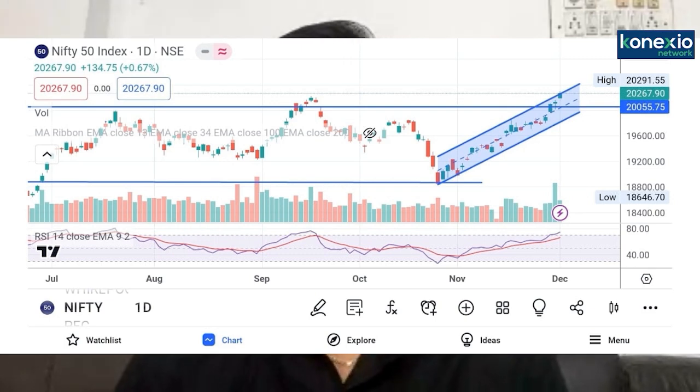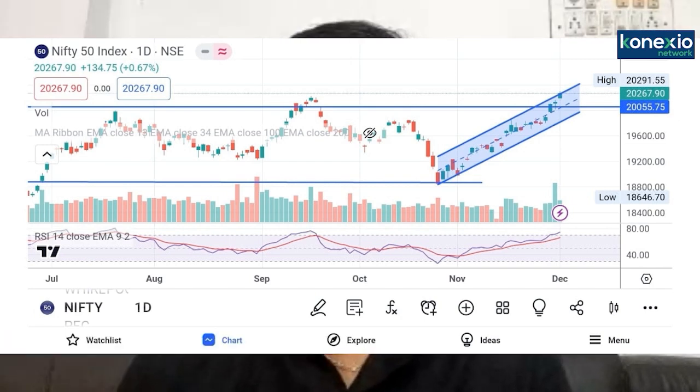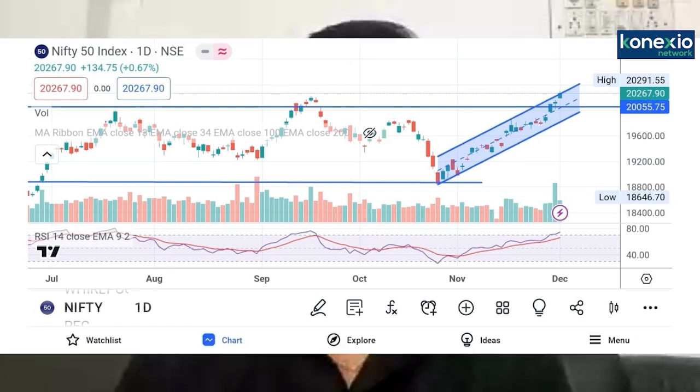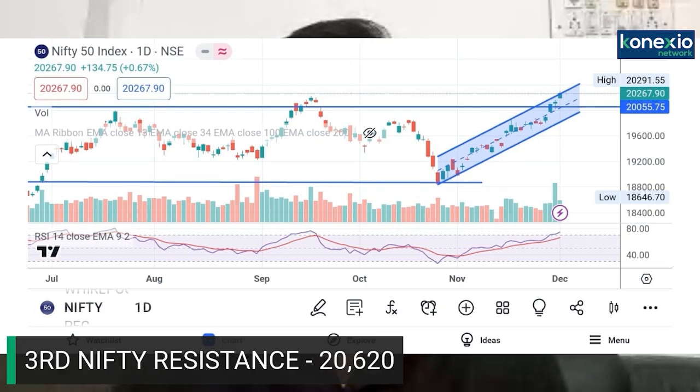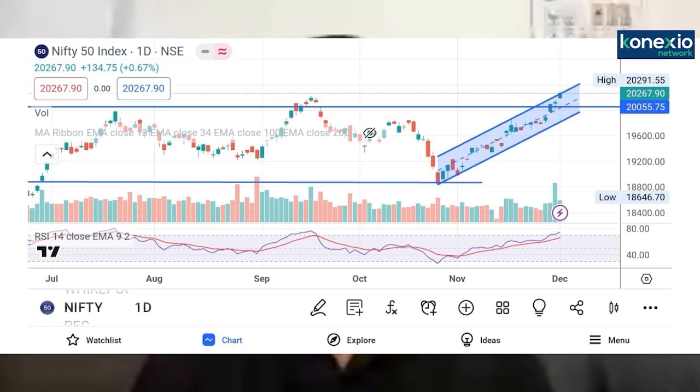Whereas on the upside, the first resistance is placed at 20,392. Above that, the second resistance is at 20,494, and above that, the third resistance is around 20,620. So these are the important support and resistance levels in Nifty for the next week.